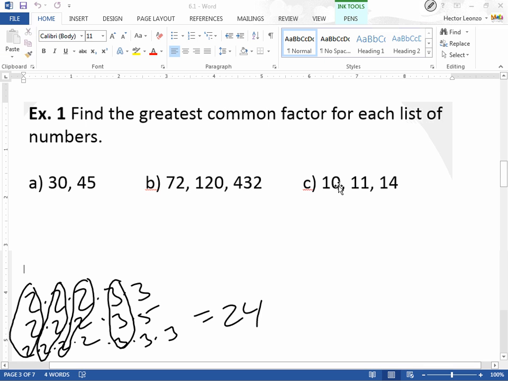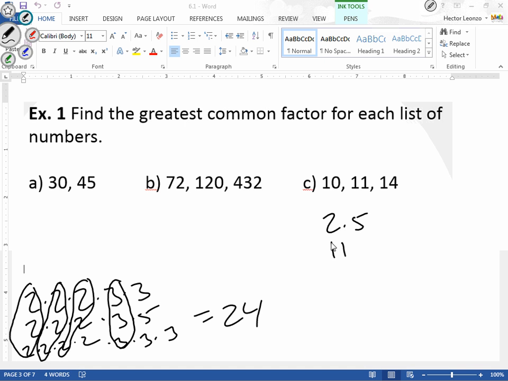All right, for example C, the prime factors of 10 are going to be 2 times 5. The prime factors of 11 are 11. I cannot break it down more. And then for 14, I have 2 times 7. So it seems like we don't have any common factors.